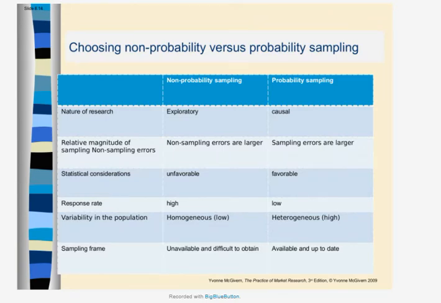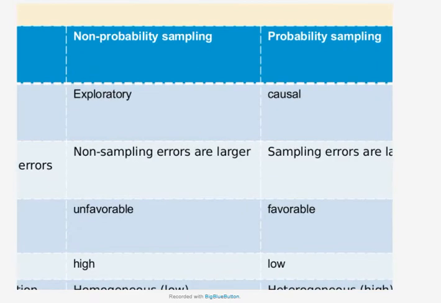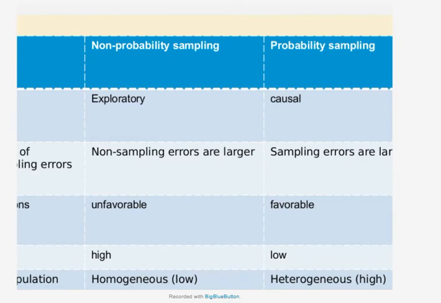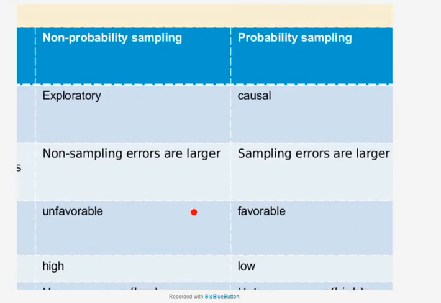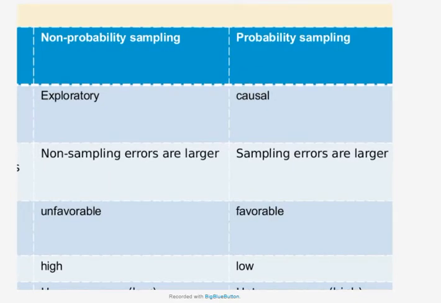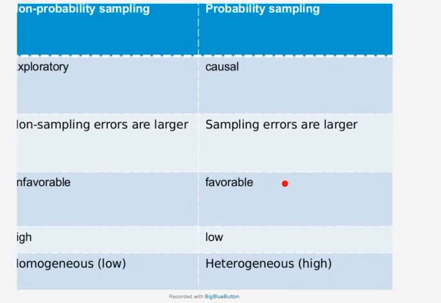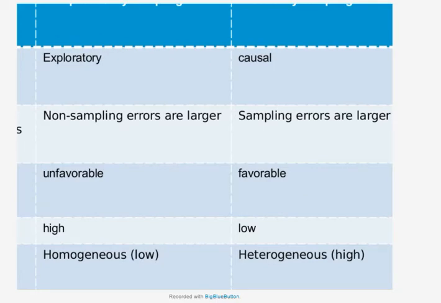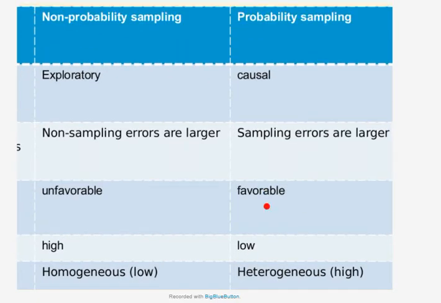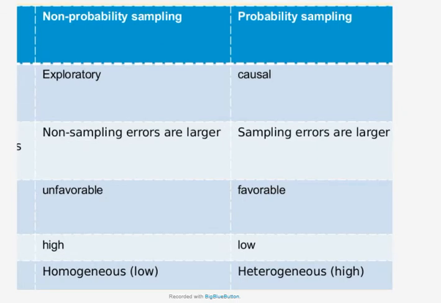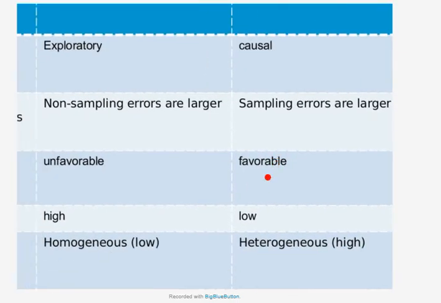برضو قلنا choosing among probability versus non-probability، قلنا في factors بناخدها في الاعتبار، زي مثلا nature of research، البروبابيليتي بتبقى أحسن في الكوزال ريسيرش، however النون probability بتبقى في الاكسبلوراتوري، تمام؟ في النون probability sampling الـ sampling errors تكون أعلى، لكن في الـ probability sampling الـ sampling errors هي اللي بتكون أعلى في non-sampling errors. بالنسبة للـ statistical consideration هنا unfavorable لكن هنا favorable.